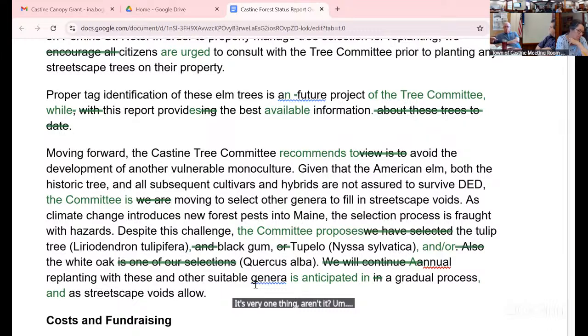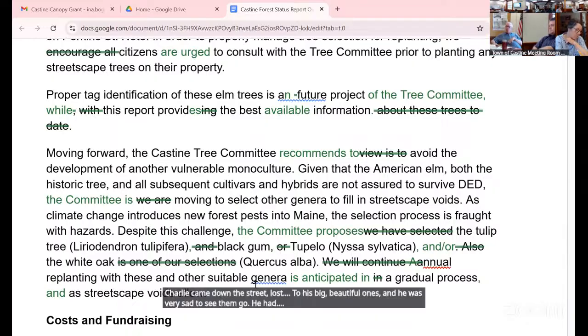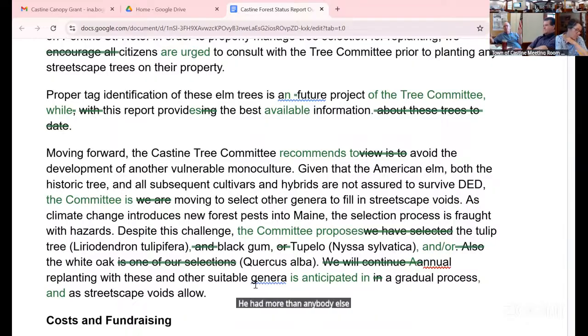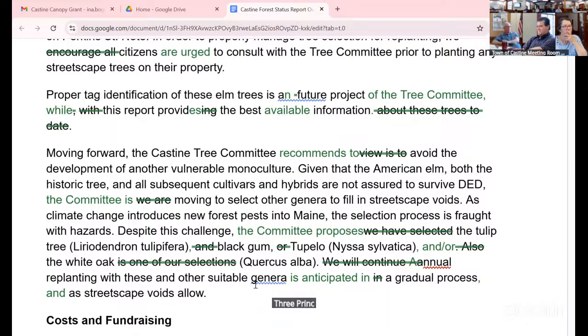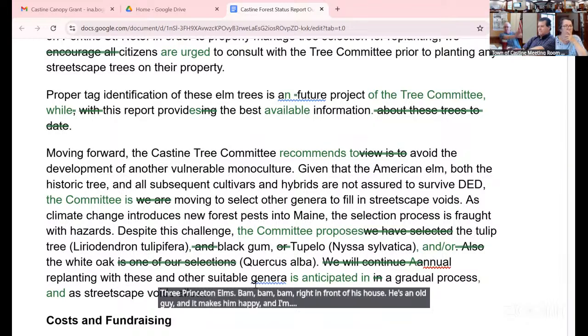So we want to put a brake on more elm trees. Charlie came down the street, lost two of his big beautiful ones, and he was very sad to see them go. He had more than anybody else in Castine, like four or five in front of his house. He said, I'm planting more elms. And I said, Charlie, talk to me first. But the next thing I knew, three Princeton elms, bam, bam, bam, right in front of his house. He's an old guy and it makes him happy, and I'm okay. Let's let that one go.